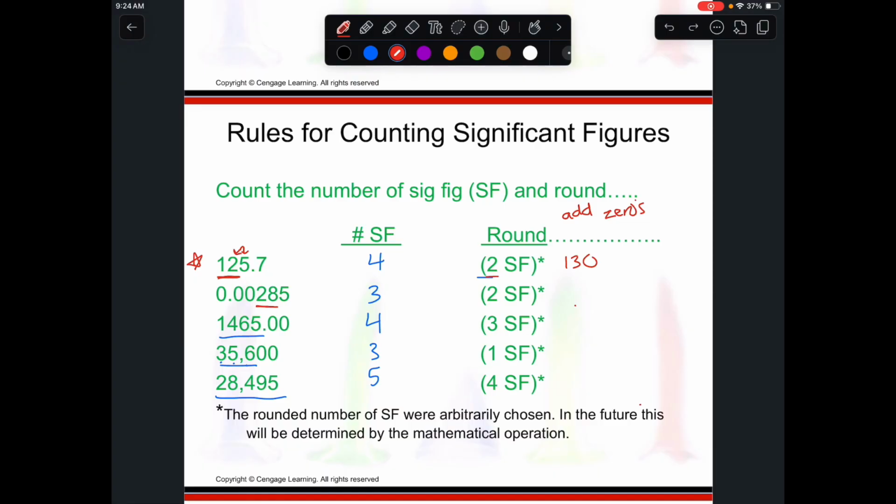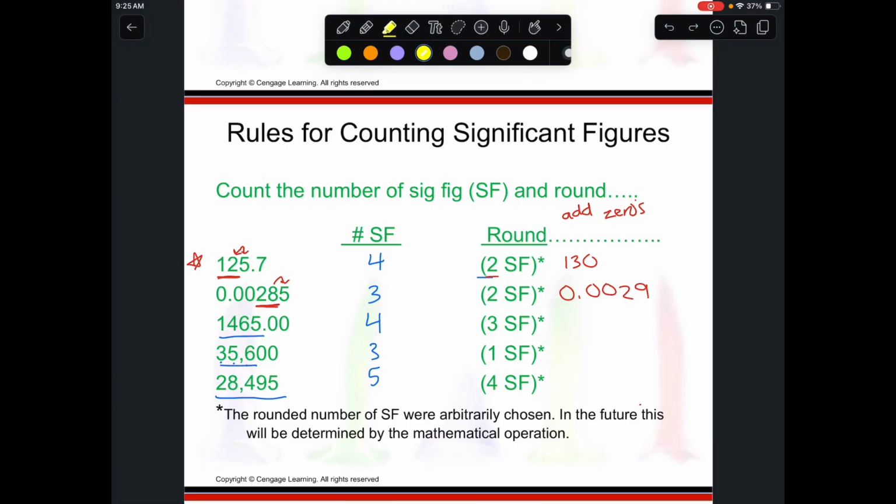0.00285, rounding to 2 sig figs. My first 2 are the 2 and the 8, although these zeros do need to be shown. You do not cut out zeros that are not significant. Okay, so 0.00. Now this 8, you always look at the next number. The 5 is going to round it up, so we're going to put 0.0029. So that rounds me to 2 sig figs. These are not significant, right? They're in the front, but this 2 and the 9 is.